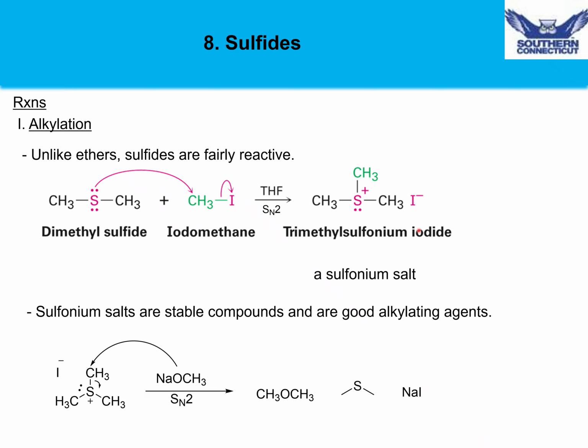In other words, they're used to transfer an alkyl group. For example, this trimethyl sulfonium salt, when mixed with sodium methoxide, will undergo an SN2 reaction where the nucleophile attacks one of the three methyl groups and then eliminates the sulfur and the two methyl groups that are attached to it. As a result, we get a dimethyl ether product as well as a byproduct of dimethyl sulfide.